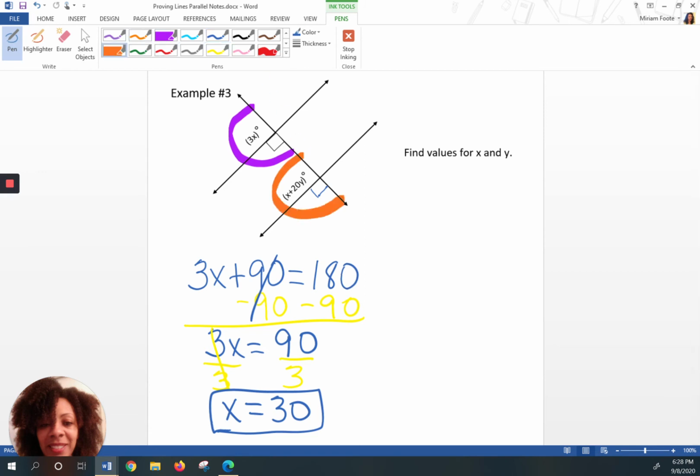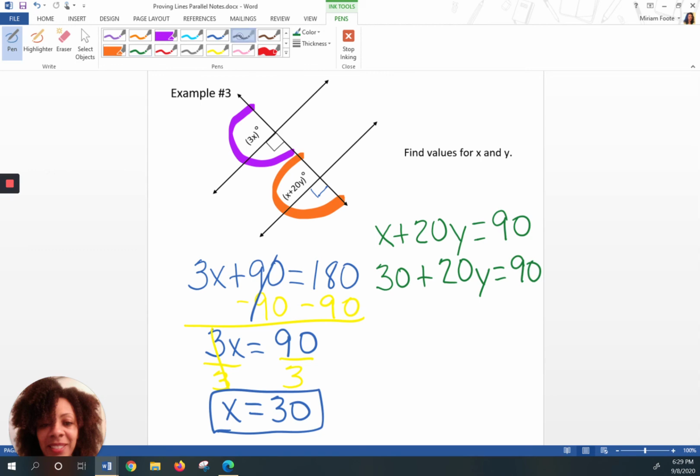You do not have to do it this way. We can actually use the fact that they're corresponding angles and set them equal to each other. It's up to you. All right, so x plus 20y is equal to 90. However, x we said is 30. So 30 plus 20y equals 90.